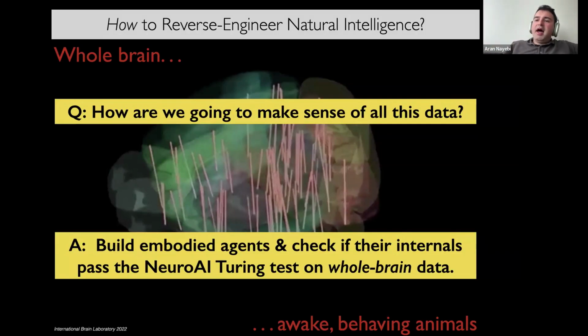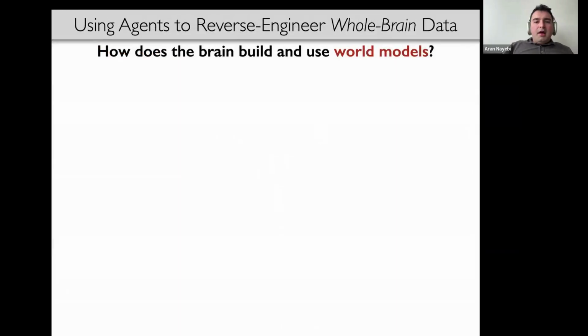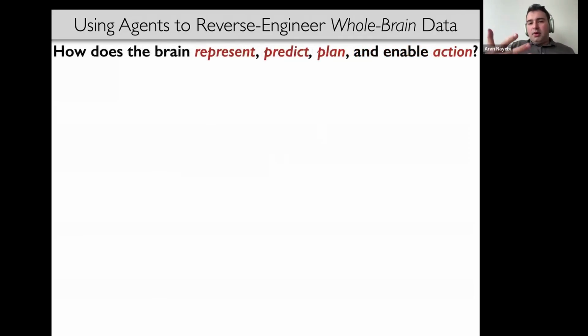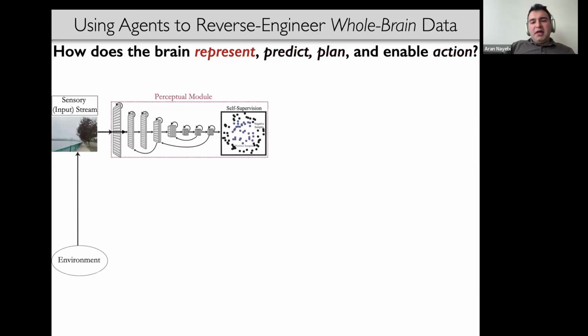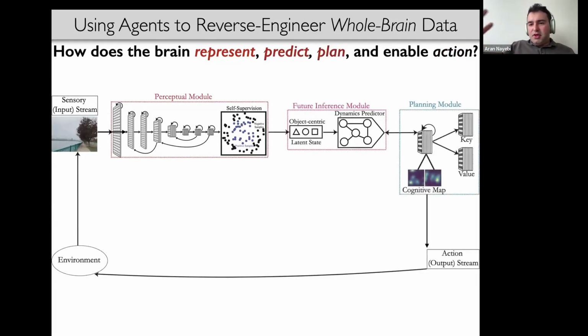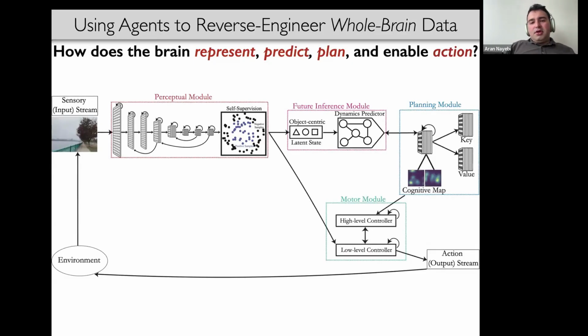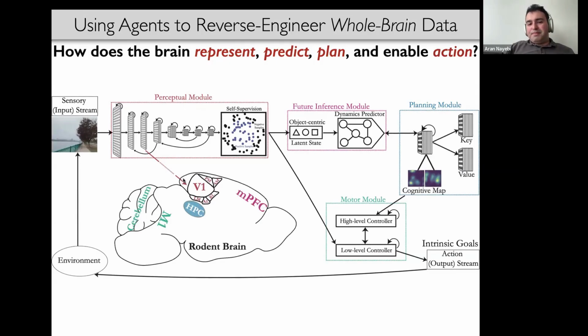By doing large scale AI, we're able to start to meet the demands of the large scale neuroscience data sets that are coming online with better and better recording techniques. And the scientific question we're going to try to answer with this approach of building these embodied agents and comparing them to the brain, up to brain-to-brain similarity, is how does the brain build and use world models? I like to think of world models as having four components: representing the world, predicting the next state, planning, and then enabling action. We can think of building up an agent that has these as each of its own modules, and then comparing each of those modules to actual brain area responses.